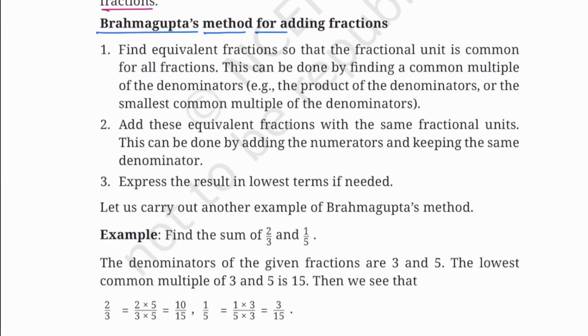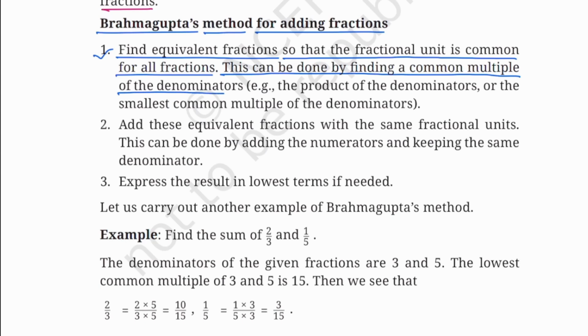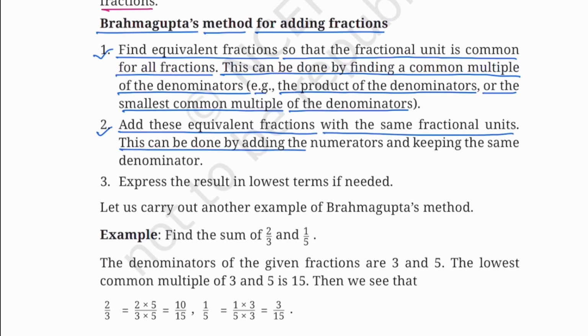Brahmagupta's method for adding fractions. 1. Find equivalent fractions so that the fractional unit is common for all fractions. This can be done by finding a common multiple of the denominators, that is, the product of the denominators or the smallest common multiple of the denominators. 2. Add these equivalent fractions with the same fractional units. This can be done by adding the numerators and keeping the same denominator. 3. Express the result in lowest terms if needed.